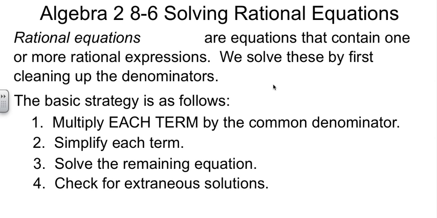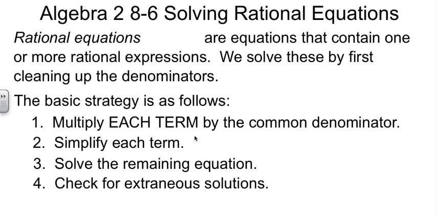Now, the best way to attack this, the easiest way, is to first get rid of all your denominators. If you can get the denominators out of your way, then the rest of it becomes easier. So we have a basic game plan. Whenever there's variables in the denominator, the first thing you want to do is multiply each term by the common denominator. If you remember back in Section 2, we found common denominators when we were adding and subtracting. The same idea works here.